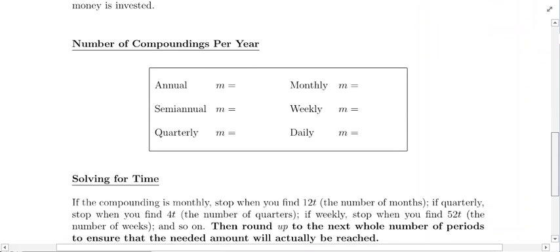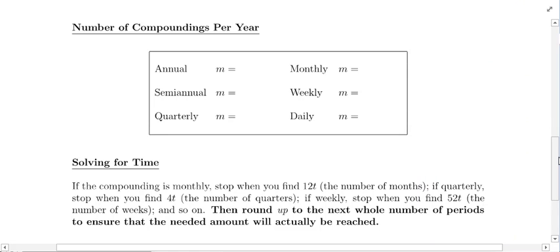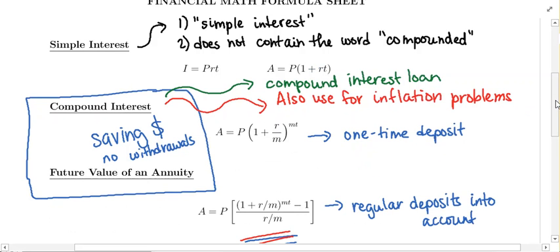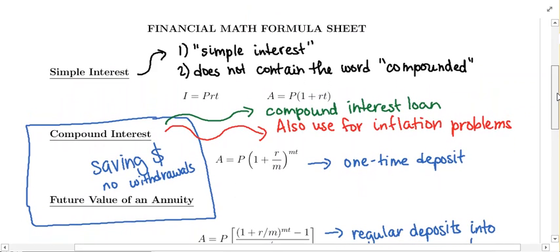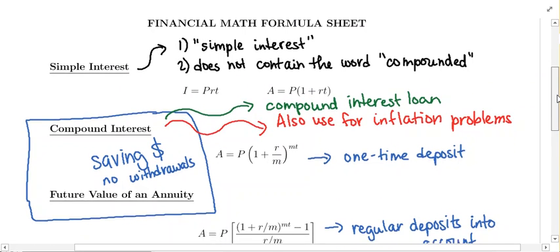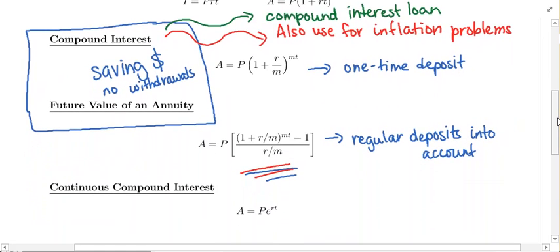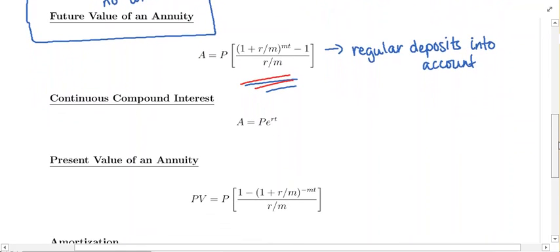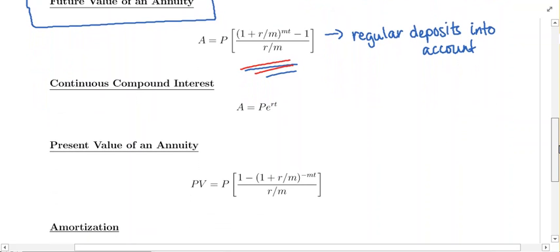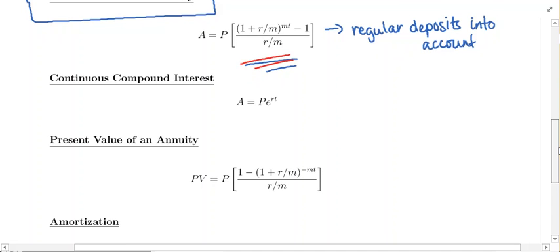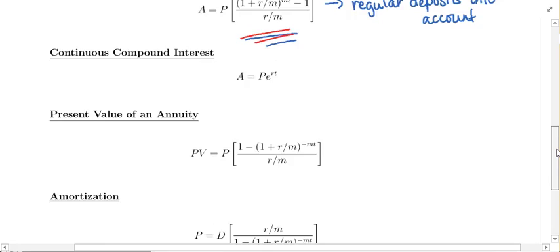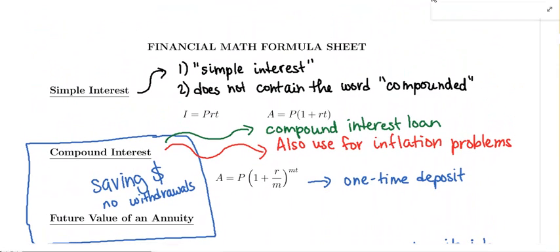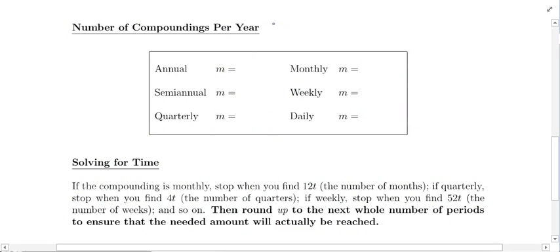The next thing I have on page 5 is this little box that's going to give us the M value. So think back to your formula sheet. If I go back to the formula sheet, every single formula on this formula sheet, with the exception of the simple interest formulas and also excluding continuous compound interest, involves an M value. That M means the same thing for all the formulas, and it's just the number of compoundings per year. So let me put that here.